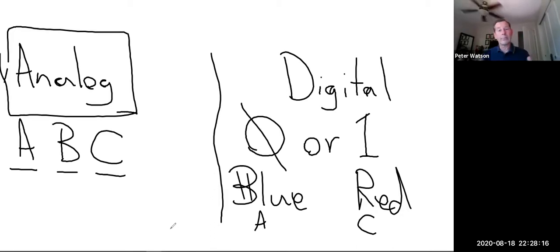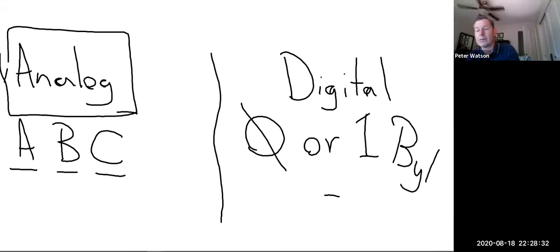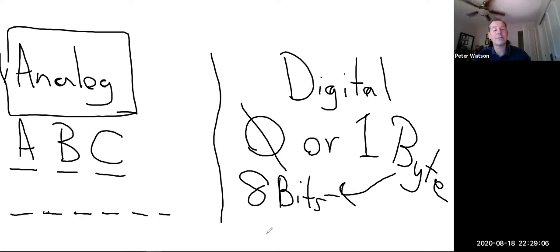So in order to get around that, we combine zeros and ones together to create what we call a byte. B-Y-T-E. A byte is a combination of zeros and ones. And a byte is equal to at least 8 bits. Now, when we have 8 bits, that means that I have 8 spots. 1, 2, 3, 4, 5, 6, 7, 8. And I can fill those up with zeros and ones.